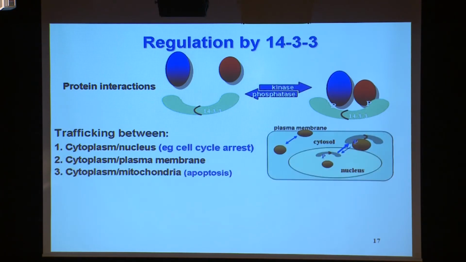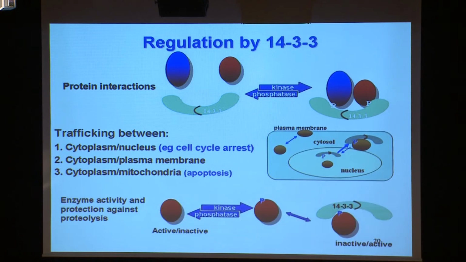Related to this, 14-3-3 proteins have also been shown to be involved in trafficking between the nucleus and cytosol. If it associates with proteins in the nucleus, it can form a complex, and the protein complex can go out of the nucleus into the cytosol. 14-3-3 can also interact with proteins in the cytosol and induce them to associate with the plasma membrane. And I also have some examples of where 14-3-3 proteins can induce proteins to traffic between cytoplasm and mitochondria, and this is involved in regulation of apoptosis.